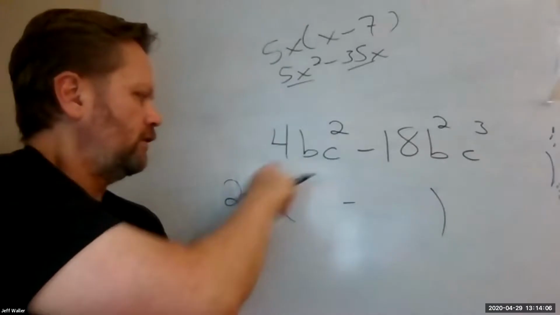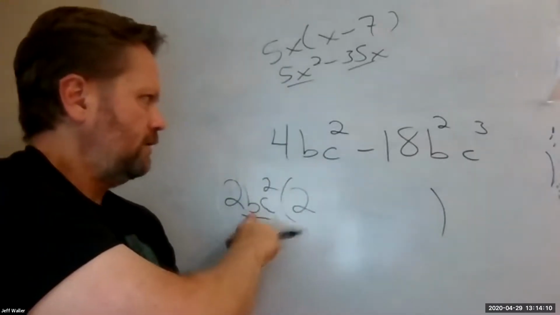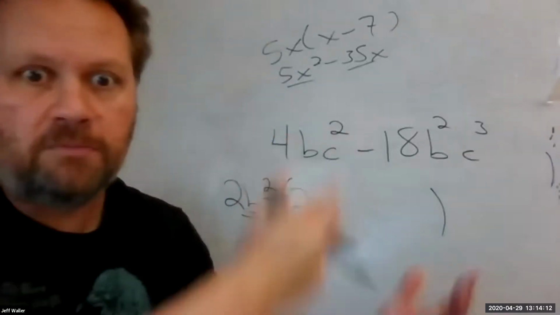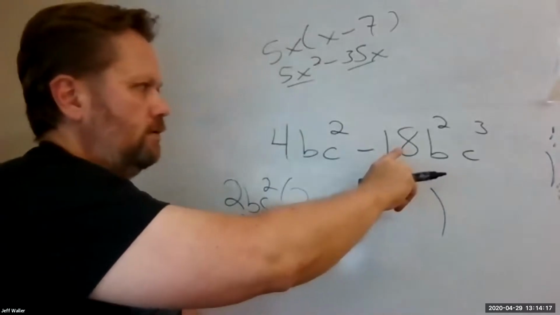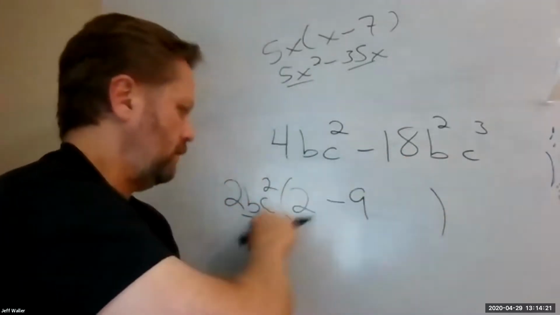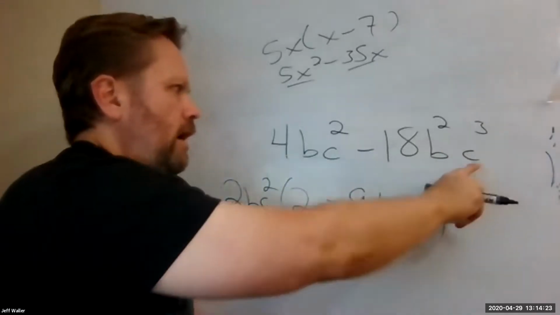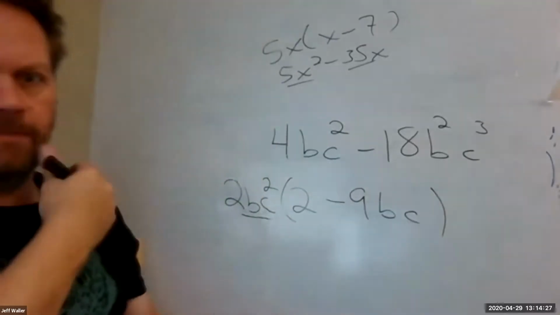So I had a 4 divided by 2 is 2. I had a B and I took it. And I had 2 C's and I took both of them. Oh, the first guy's got nothing left. Minus, I had an 18 divided by 9 is... 18 divided by 2 is 9. I had 2 B's, I took 1. Had 3 C's and I took 2. Let me stop there for a minute.